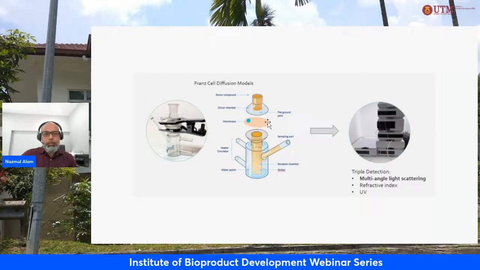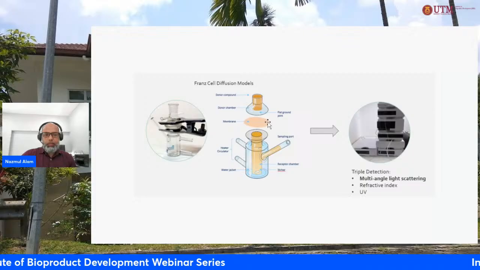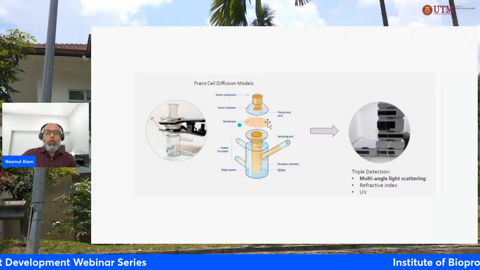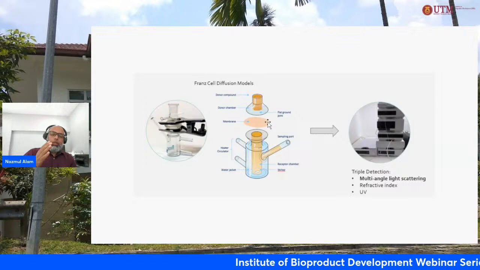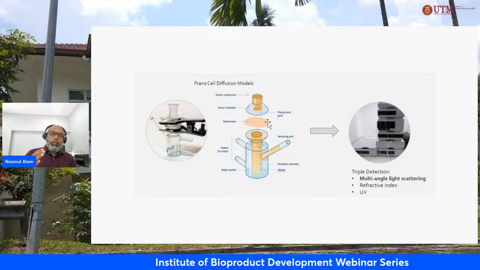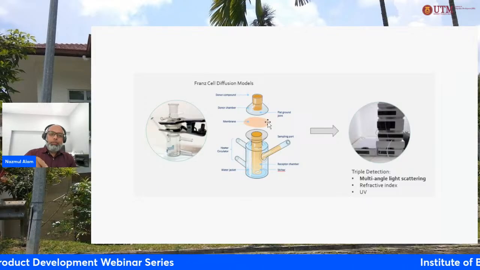Now, why am I saying membrane? This membrane could be a synthetic membrane, real human skin, or some other models. There are other models too. So the goal here is to check the time profile of penetration of our active.